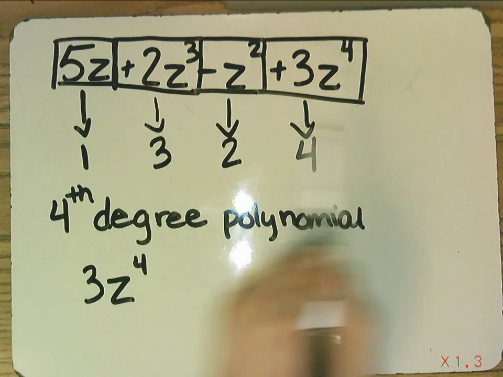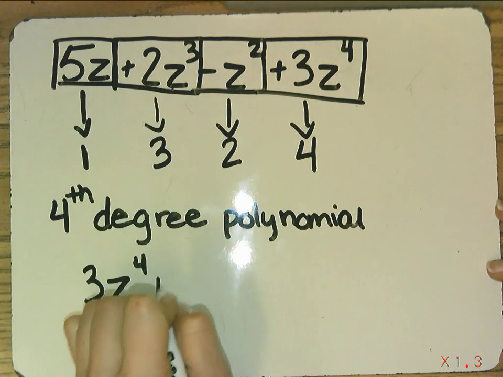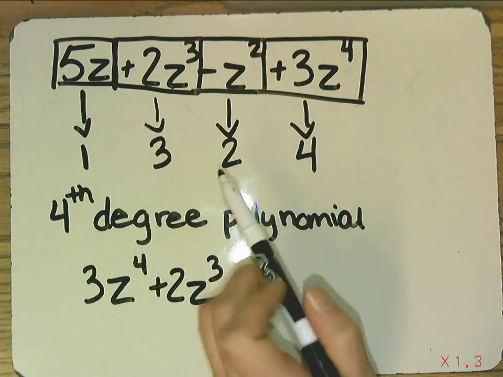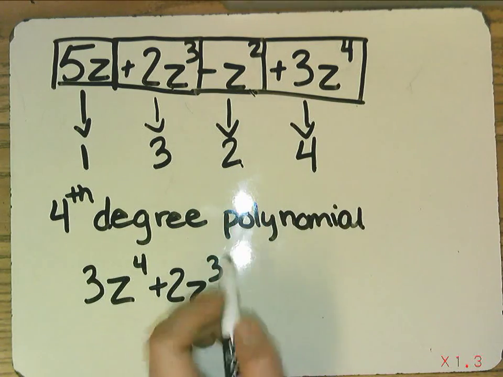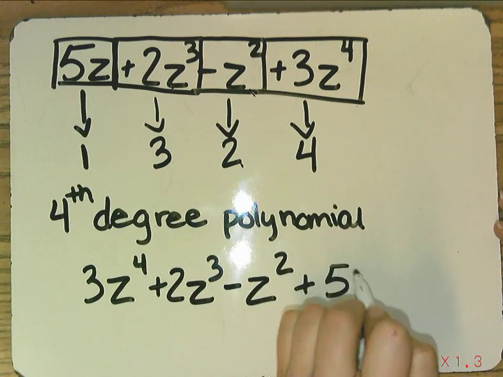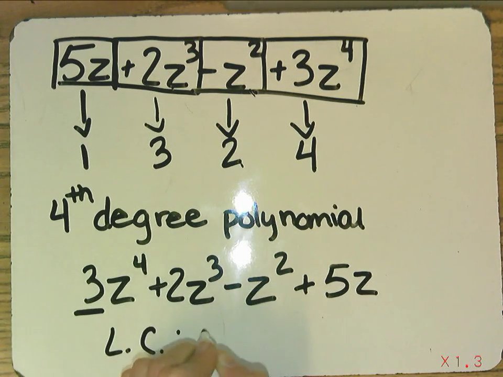The next biggest number is 3. So that means I need this term that has a degree of 3 next. That would be plus 2z to the 3rd. The next biggest degree is 2, and that belongs to this term. So this term goes next. And the last term we have is 5z. So now I have written my polynomial in standard form. If I wanted to know the leading coefficient of my polynomial, now that it's in standard form, I can just look at the coefficient of the first term. And so in this case, my leading coefficient would be 3.